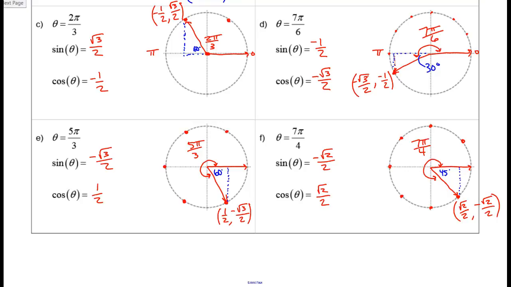All right, folks, there's the results for part E and F of this example. We looked at 5 pi over 3 and 7 pi over 4, two angles that are both in quadrant number 4. So my y coordinates are negative. You can see that because my sine ratios are both negative. My x coordinates are positive, so both cosine ratios are positive.